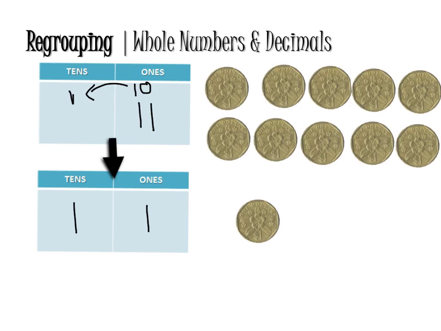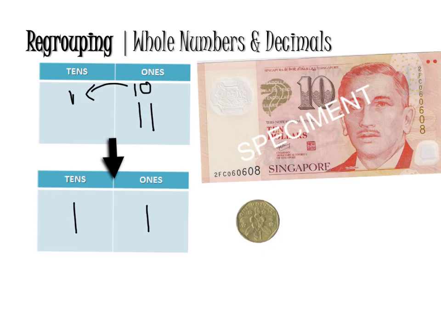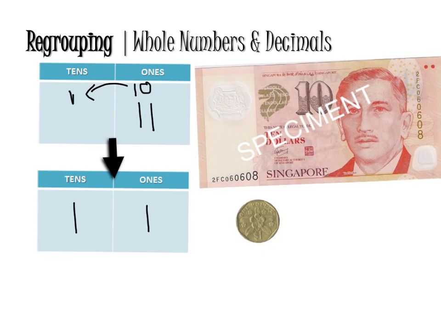Now I can use money to try and understand this concept as well. So let's say I have 11 $1 coins. I can actually regroup these 10 $1 coins into $10, and it will look something like this. So I have regrouped my 10 $1 coins into $10. Alright?